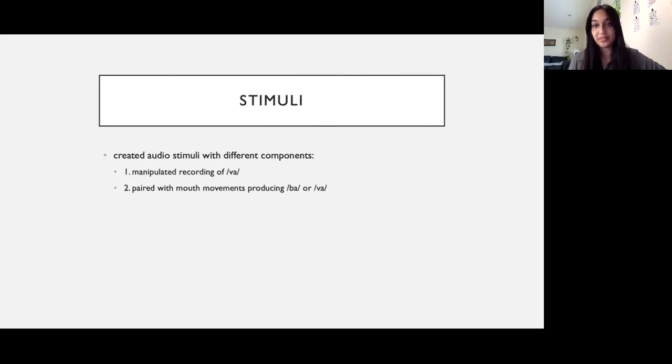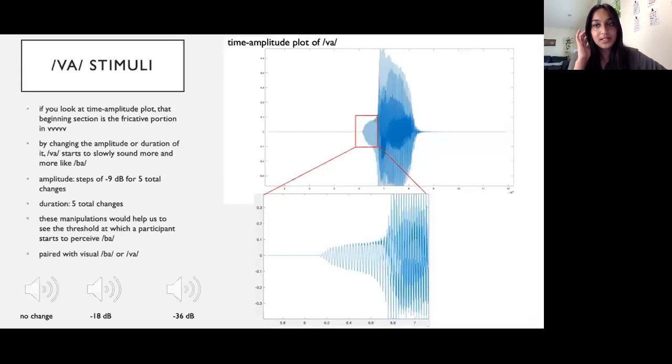So the stimuli I used were very similar to my first year project, where I have a manipulated recording of someone producing va with a V, and then those were paired with mouth movements that were either making a ba or a va sound. So a bit more on my stimuli. You can see here a time amplitude plot of someone saying va, and that little red window that's been highlighted and zoomed in is the fricative portion, the v part of the va. I found that if you change the amplitude or the duration of this window, the sound slowly starts to shift more towards the B-like sound.